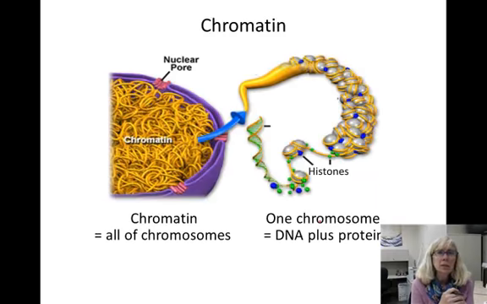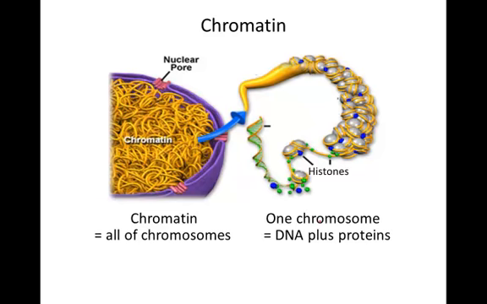Inside the nucleus are the cell's chromosomes. DNA molecules are wrapped around histone proteins and then coiled into a thick string. We call the diffuse mass of DNA and proteins chromatin. And if we're ever discussing one strand of DNA plus its proteins, we call that a chromosome.